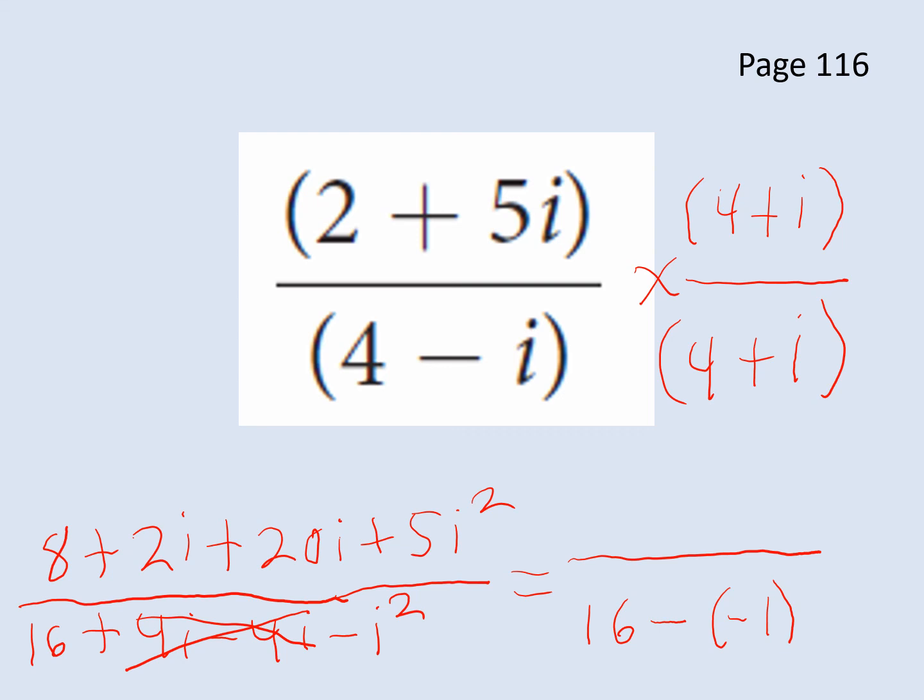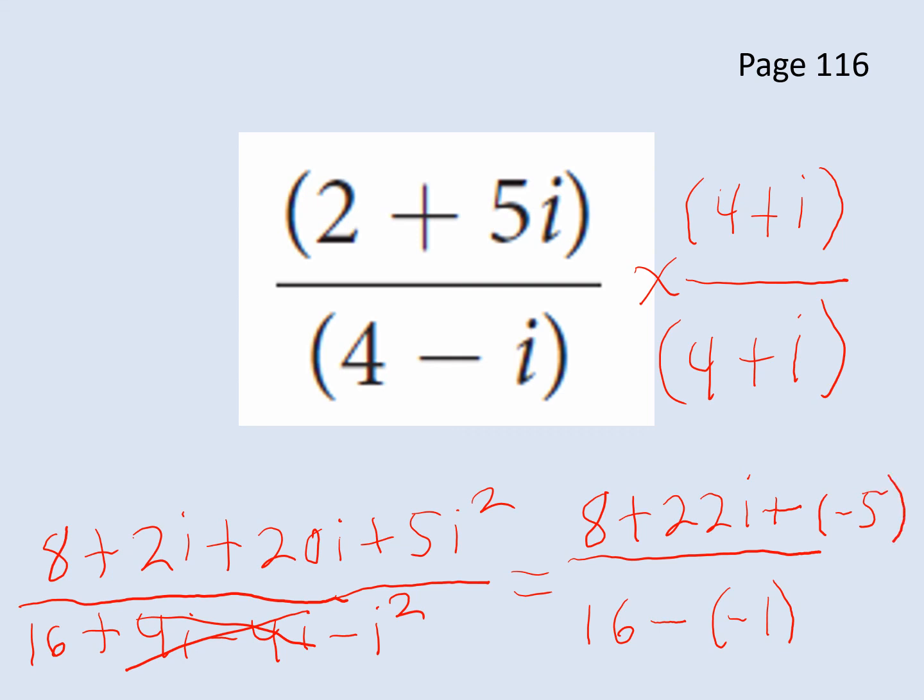And we have 8 plus 22I, and we have plus 5I squared, which we'll do like this. Oops. Not what I wanted to do. Plus 5 times I squared is negative 1, which we'll just write as negative 5.